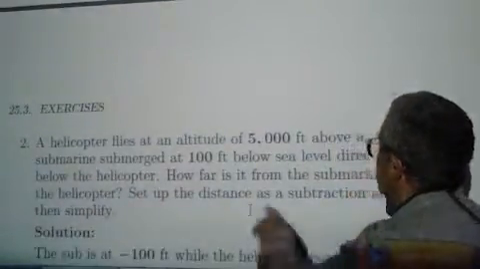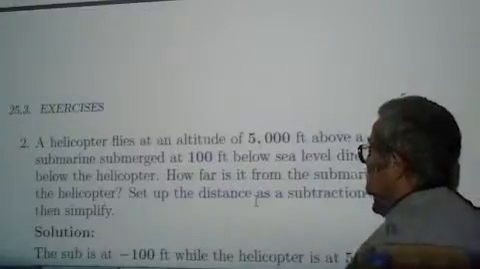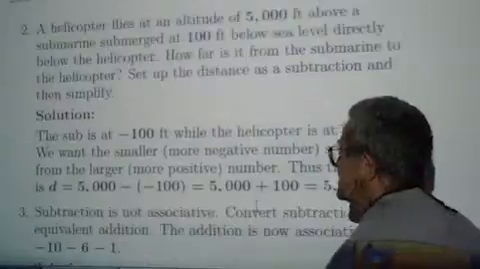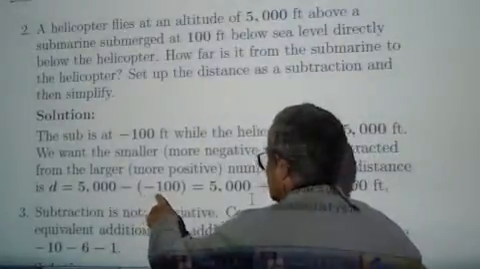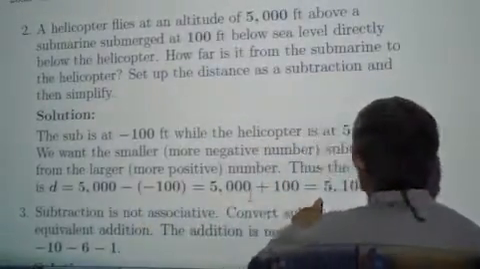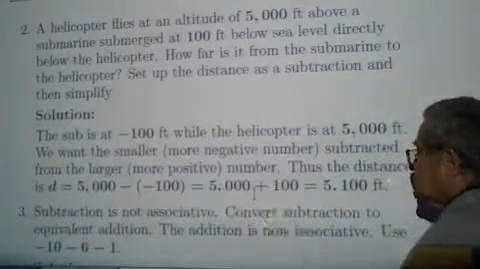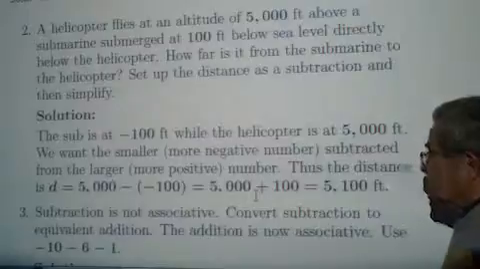Then a helicopter flies at 5,000 feet above a submarine that's submerged at 100 feet. What's the difference between the two? Well, 5,000 minus negative 100, which is 5,100 feet. And then you can copy this quickly, I think.